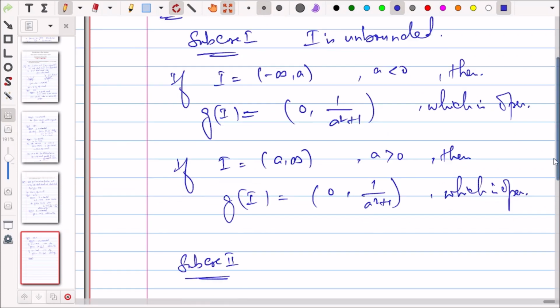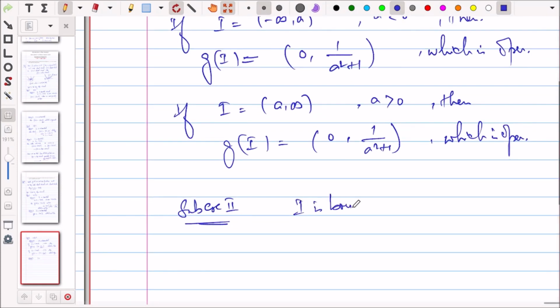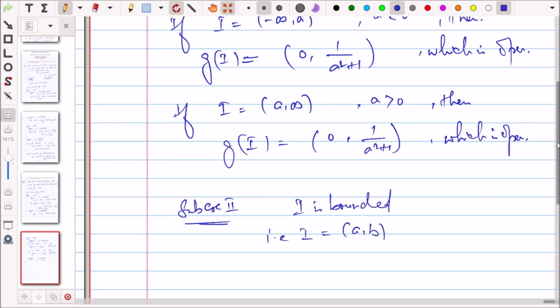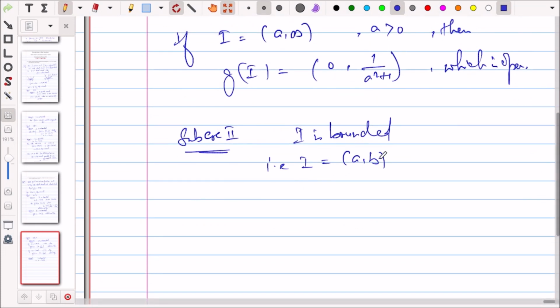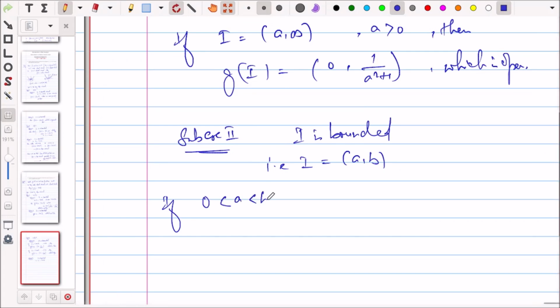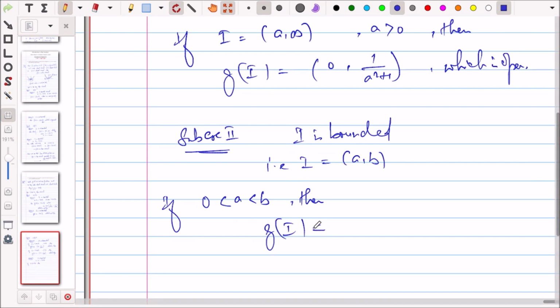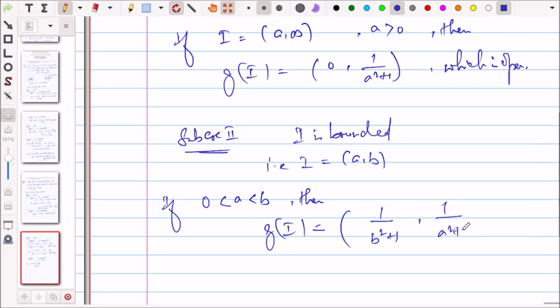Now if I is bounded, so that is I is equal to (a, b), we have two possibilities: both are negative or both are positive. If 0 is less than a less than b, then what will g of I be equal to? As you increase x, your denominator is increasing, so the number is decreasing. So it will become 1 by b square plus 1 to 1 by a square plus 1.